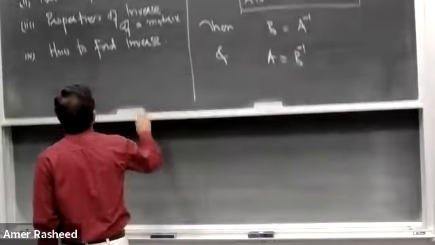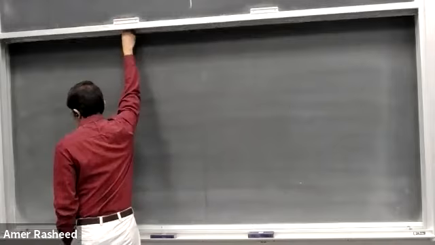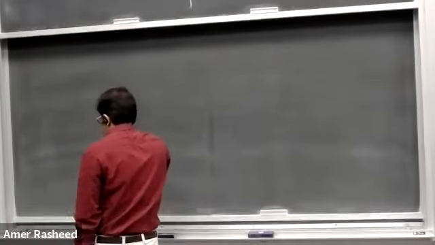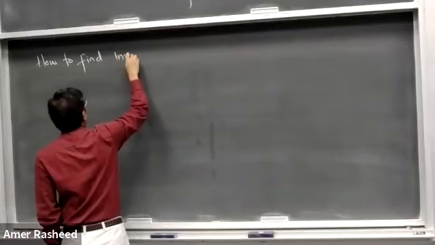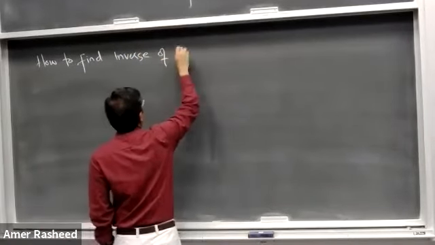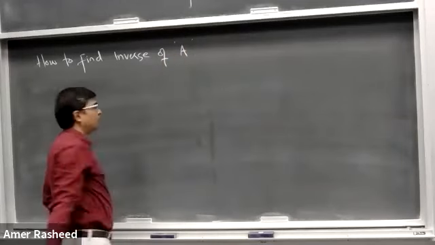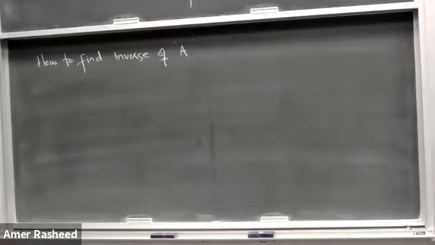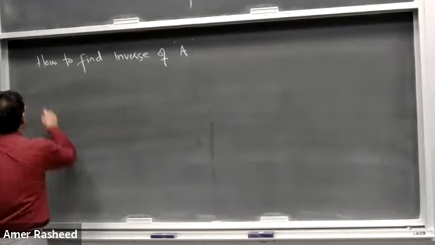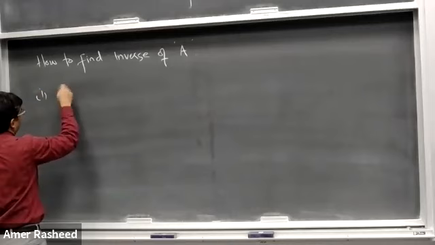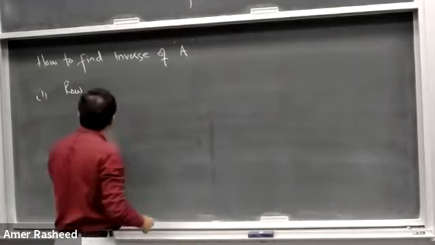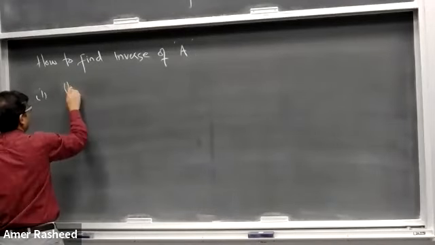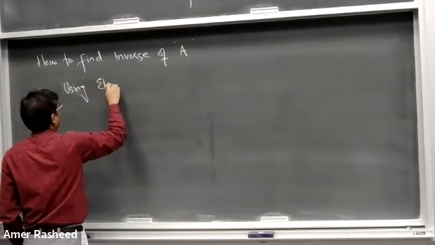Now, how to find the inverse of any matrix? The inverse of that matrix A, which we defined above, an n cross n matrix. A must be a square matrix. There are several methods. For example, the first method which we are going to discuss is finding the inverse using elementary row operations.